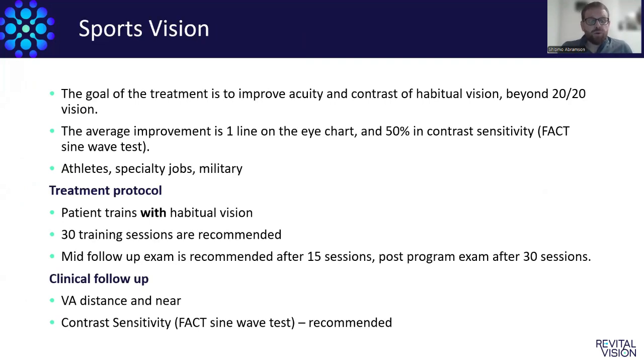The sports vision program is for people with 20/20 vision who would like to optimize their vision performance and improve their acuity and contrast beyond 20/20. The average improvement here is about 1 line on a visual acuity chart and 50% improvement in contrast sensitivity function. The program is suitable for athletes, specialty jobs, military, and more. The patients train for 30 sessions with their habitual vision, and we follow up on visual acuity for distance and near and contrast sensitivity function.